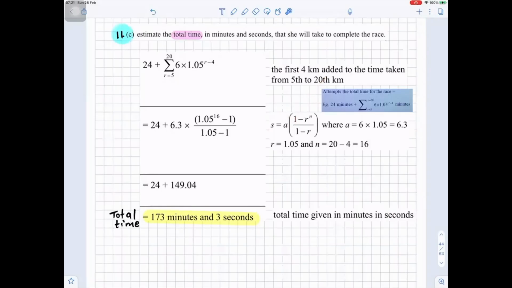S equals a bracket 1 minus r to the n over 1 minus r. And a is 6 times 1.05, and r is 1.05. n is 20 minus 4, which is 16. So you substitute n is 16, r is 1.05, and a is 6.3. And you work that out, and it gives you a total time of 173 minutes and 3 seconds. So the total time should be given in minutes and seconds.